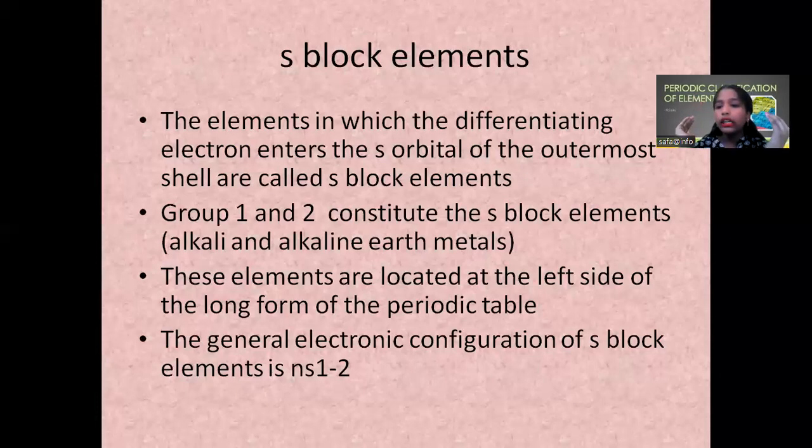The S block elements are located at the left side of the periodic table, and the general electronic configuration is ns1-2. S block elements have a series: 1s, 2s, 3s, 4s, 5s, 6s, 7s, 8s. Actually, we will not conclude with 8s, but normally we use 8s. It is optional. Each s orbital holds 2 electrons.